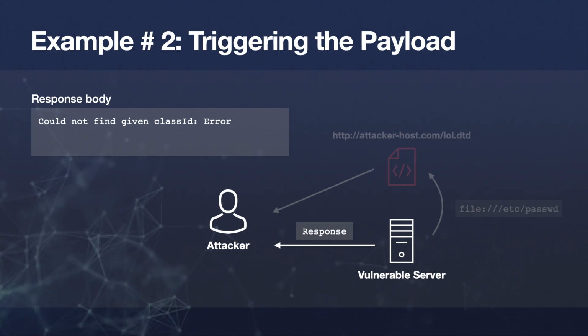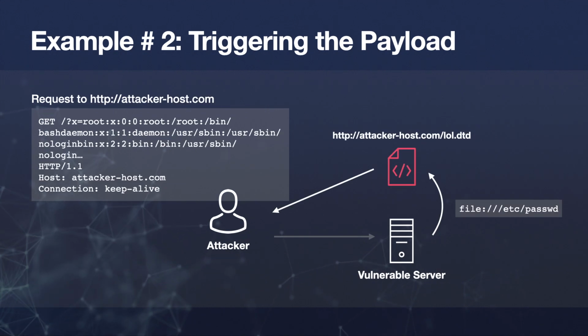So the only way for us to confirm the trigger of our payload is by reviewing the server logs of attackerhost.com, which is within our control. We'll see that a GET request was made with the contents of the file that we specified as one of the parameters, X.